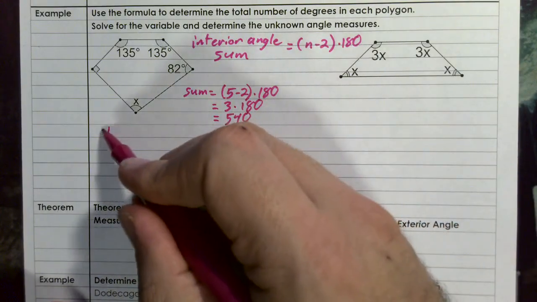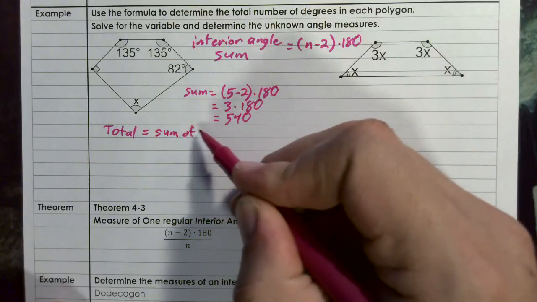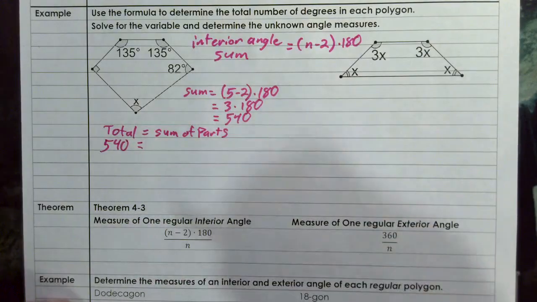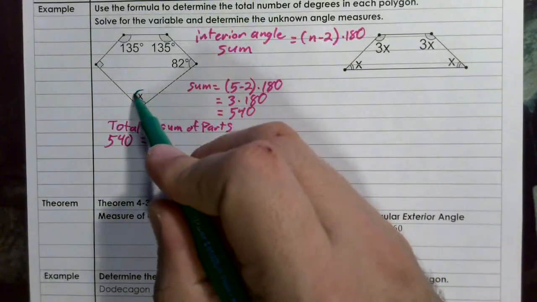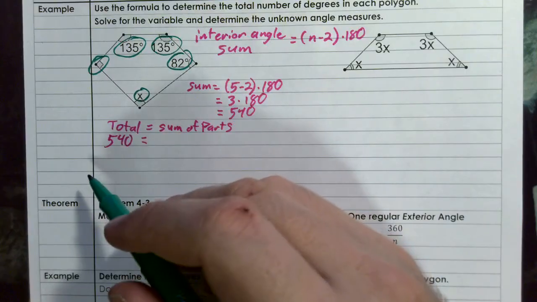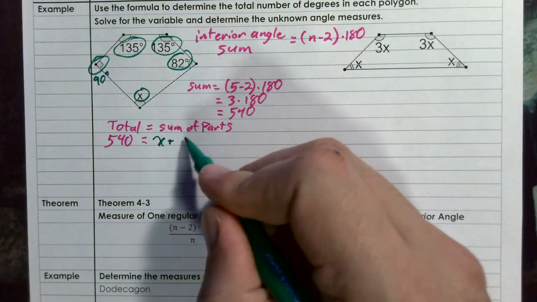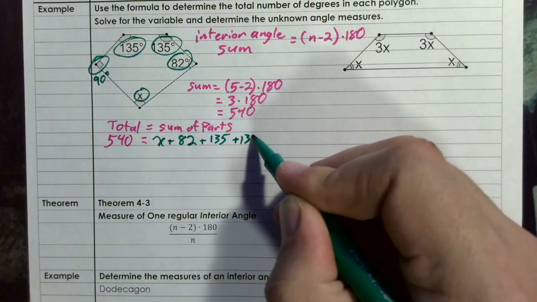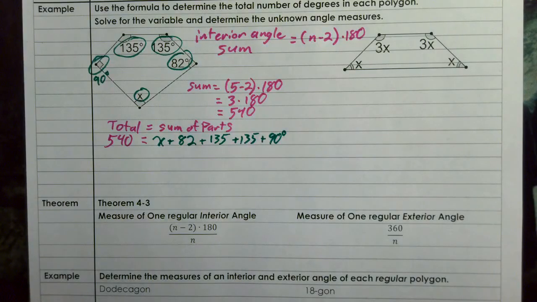So I know my total equals sum of parts. So 540 has got to equal all of those angles added together. So I got to add up this and this and this and this. And this thing, that little square corner right there, means 90 degrees. So that's going to be x plus 82 plus 135 plus 135 plus that 90 degrees. And that I can use to solve for my missing x.